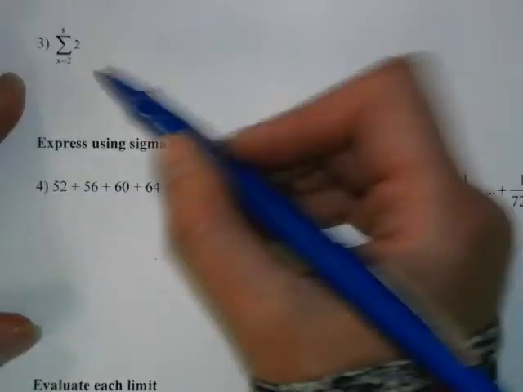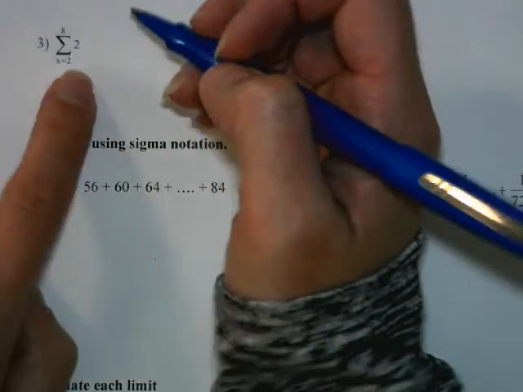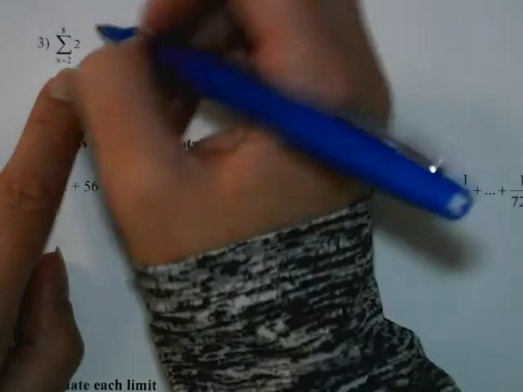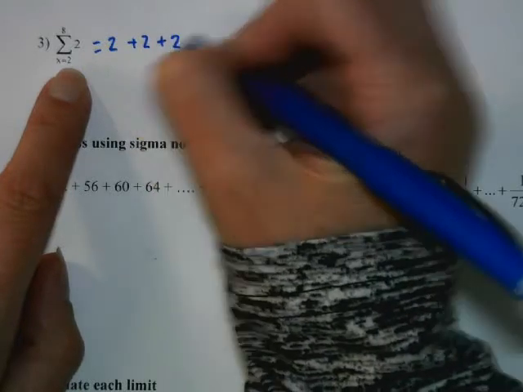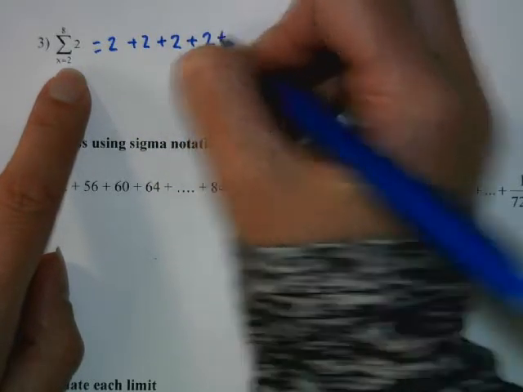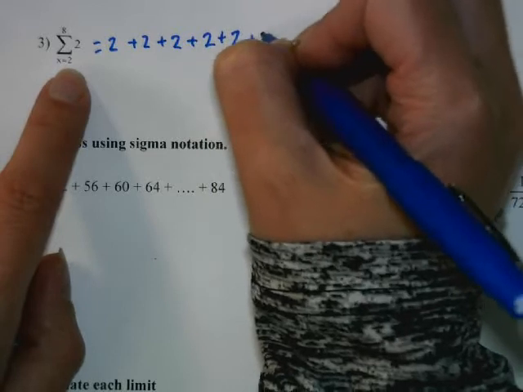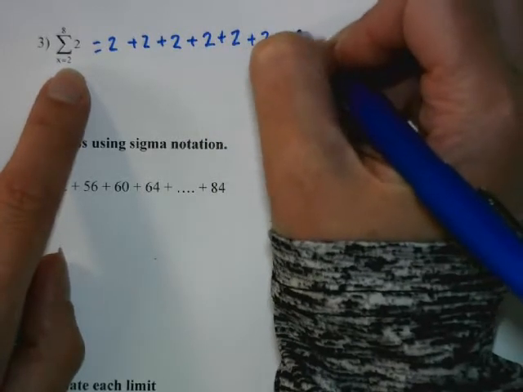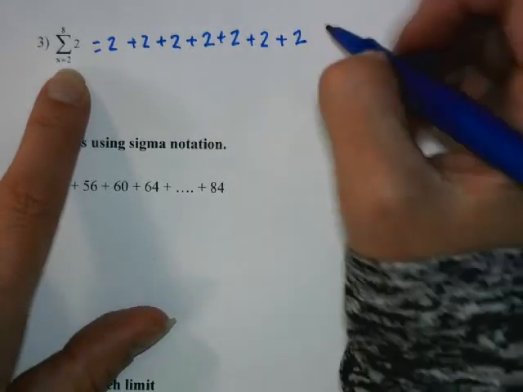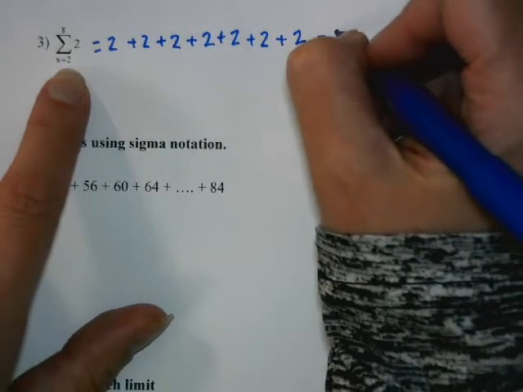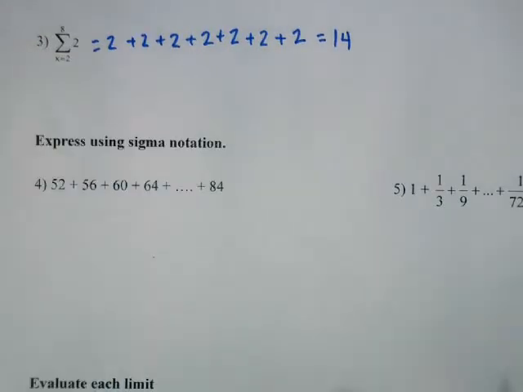All right, our next one, our function is just 2. So we're going to plug in 2, we'll get 2. If I plug in 3, we get 2. If you plug in 4, 5, 6, 7, and 8. So there's a 2 for each of the numbers between 2 and 8, for a total of 14.